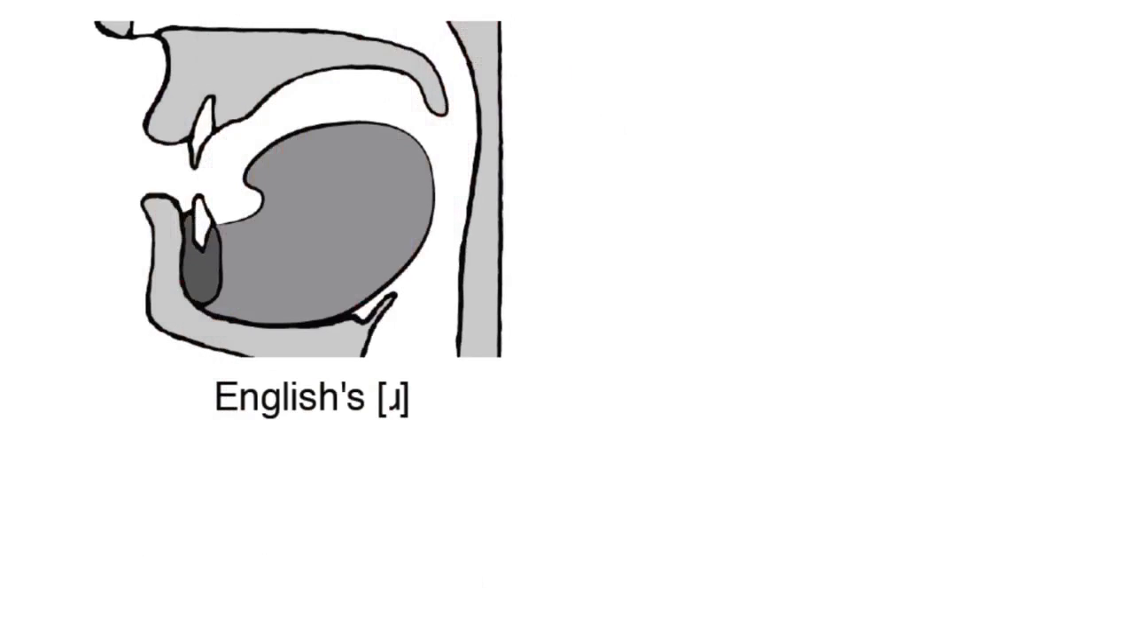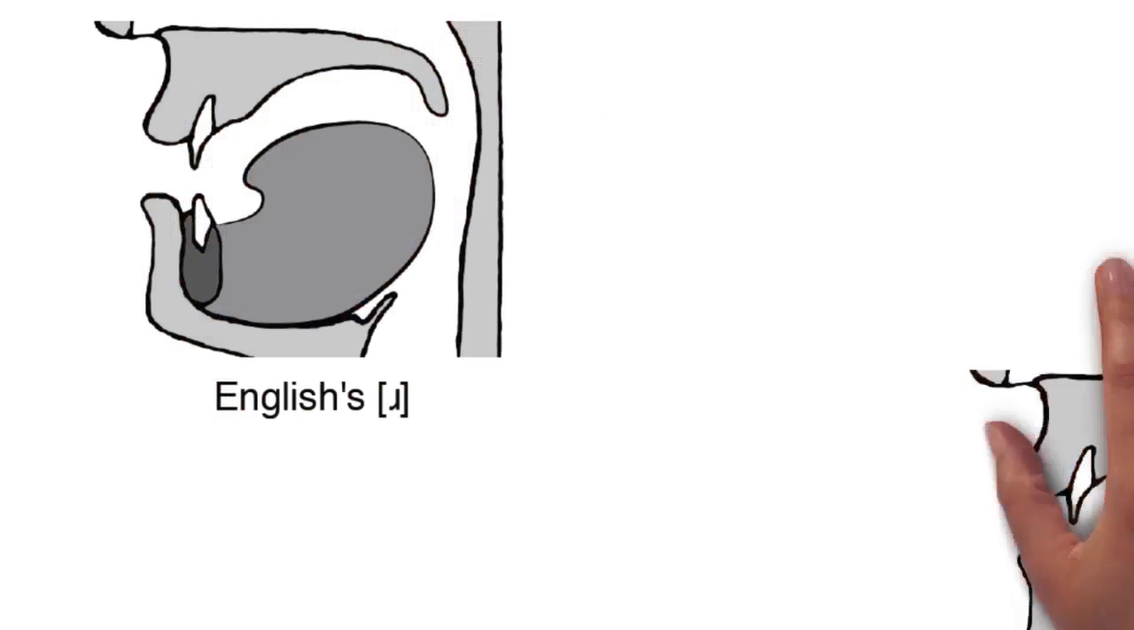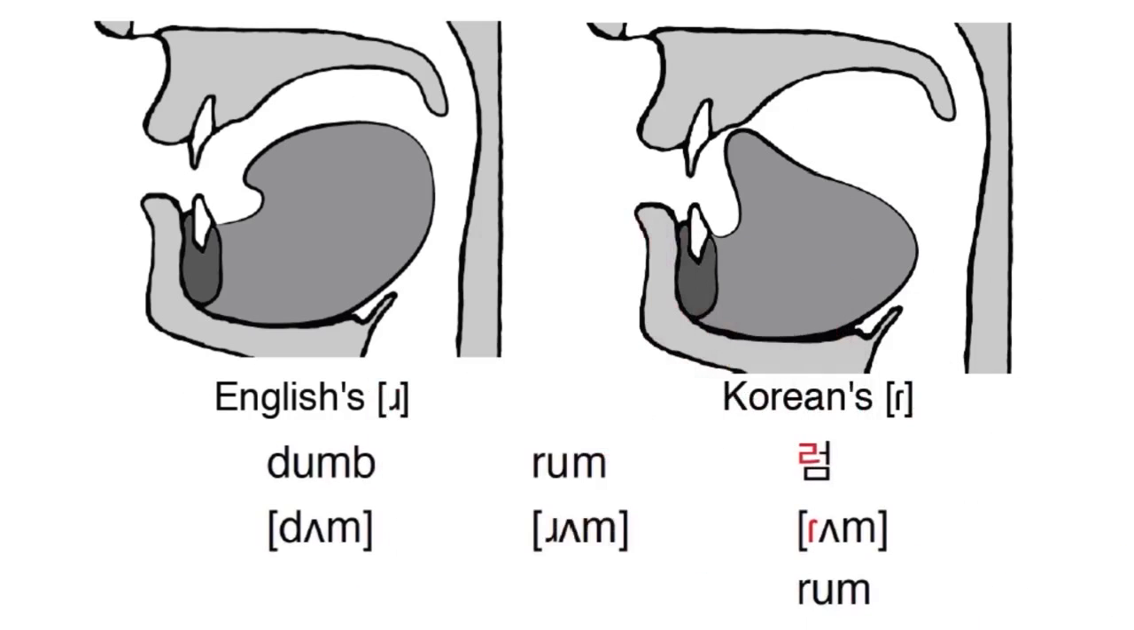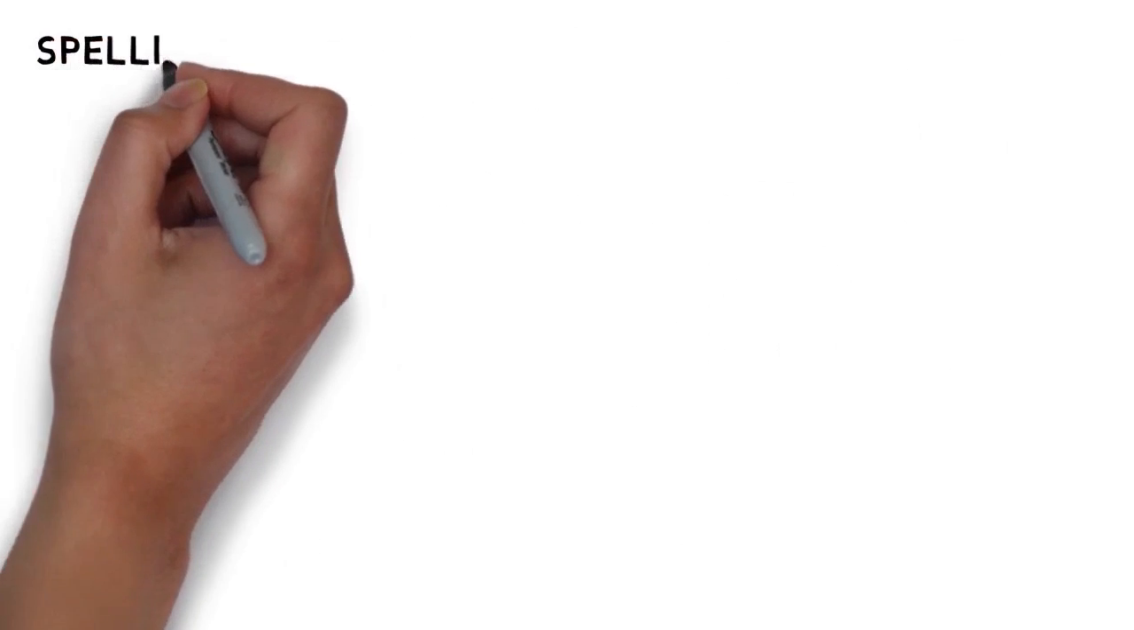This R is formed in a totally different way than the English R. In English, when we say an R, we bunch up the back of our tongues and pull up the front of our tongues. In Korean, you're leaving the back of your tongue down, tipping the front of your tongue up right behind where you say D. So instead of English's dum or rum, you get Korean rum.